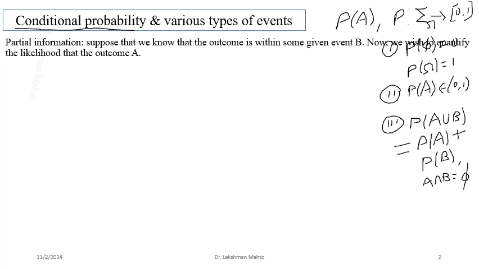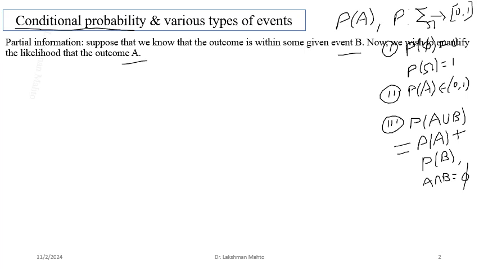Suppose that we know that the outcome is within some given event B. B is not complete information about the sample space; B is just partial information of the random experiment. Now we wish to quantify the likelihood of the occurrence of event A. Once we have information about B, we compute the probability of occurrence of A from the scenario of B. We will not go back to the sample space. We will compute the probability of A from the given situation, which we call the conditioning statement or conditioning information. So we will compute the probability of A given B.